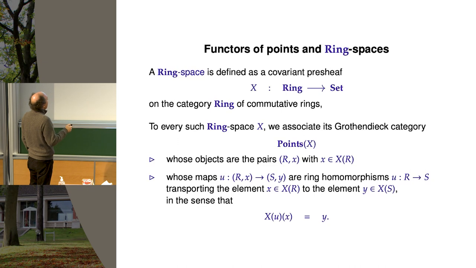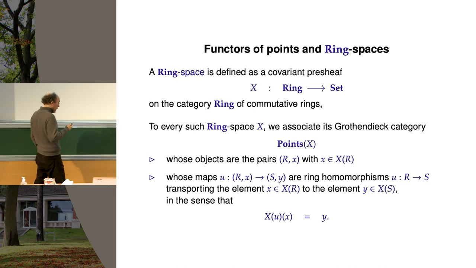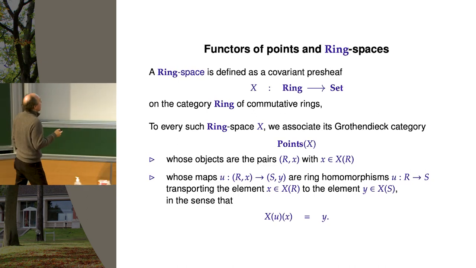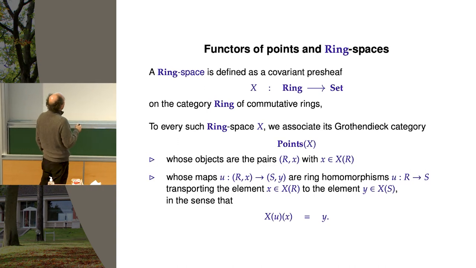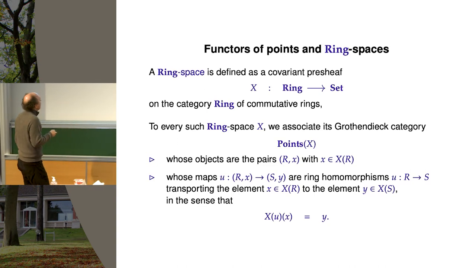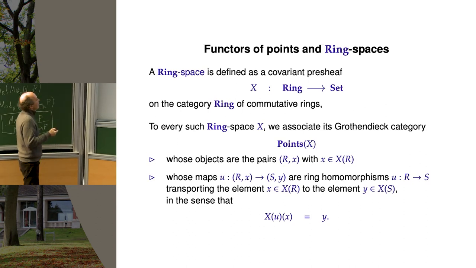What are they? Well, they are the ring homomorphisms from R to S, which you can think of as some kind of change of ring, or change of affine scheme, transporting the element x in X of R to the element y in X of S, in the sense that if we take this presheaf, X of u for a map u from R to S is a function from the points of X above R to the points of X above S, and so we want that x is mapped into y.